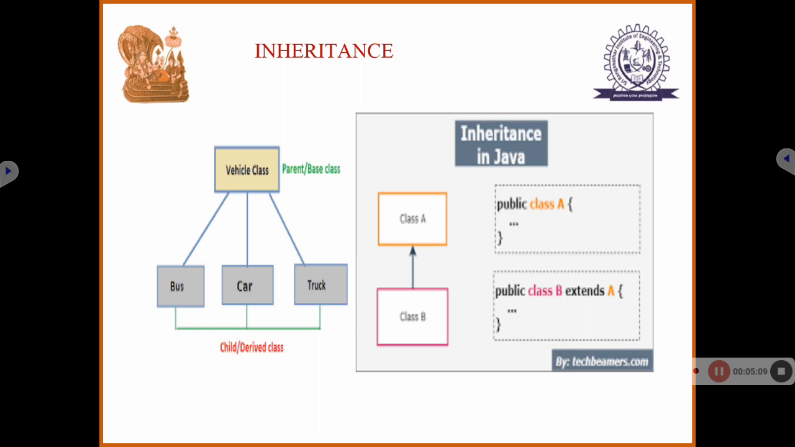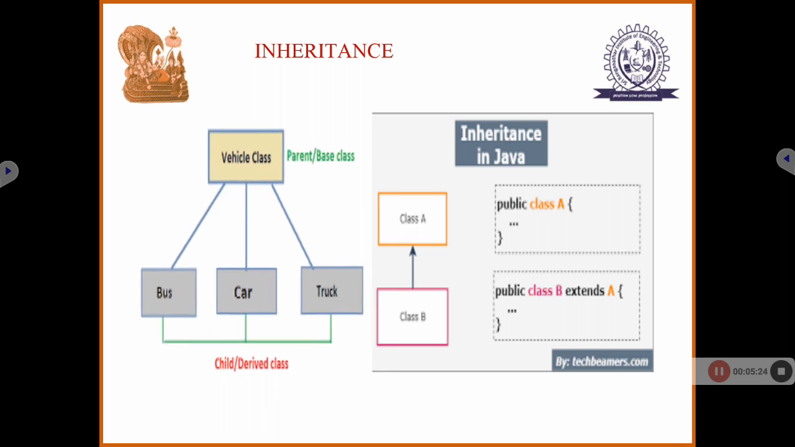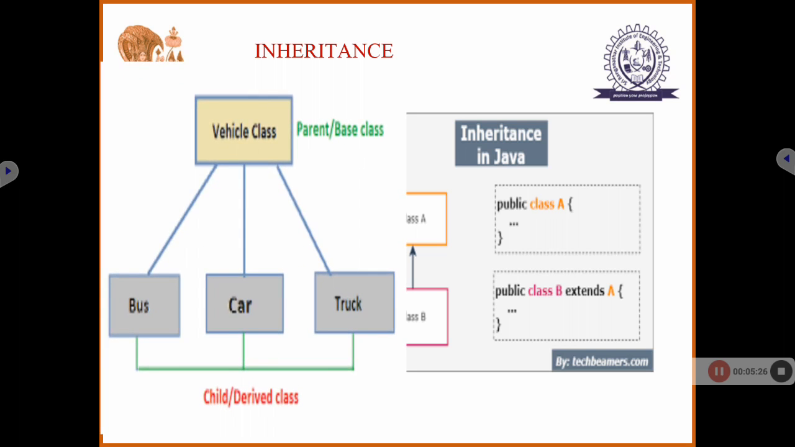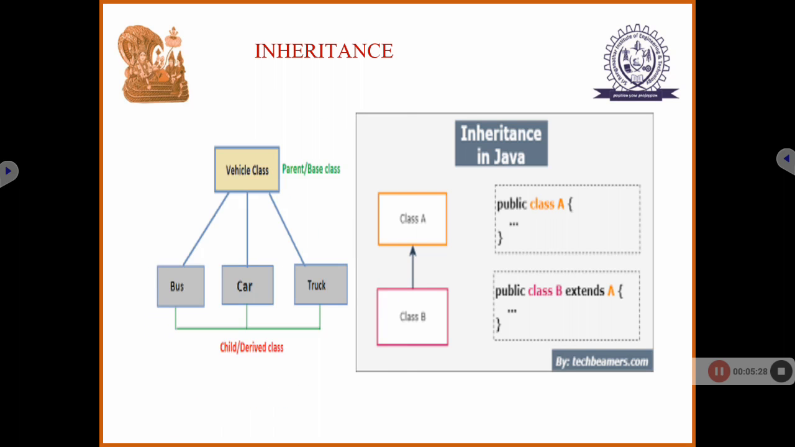Inheritance is nothing but deriving a class. We are deriving something from the old one. That is, it's a derivation, like we are deriving a class from an old class. See the simple diagrammatic representation of inheritance.